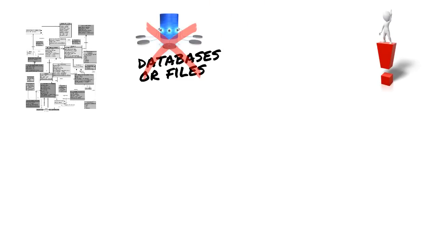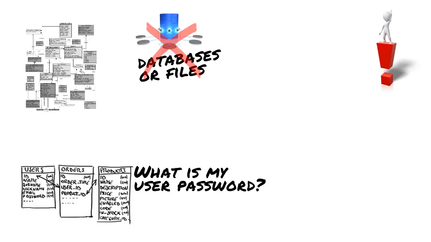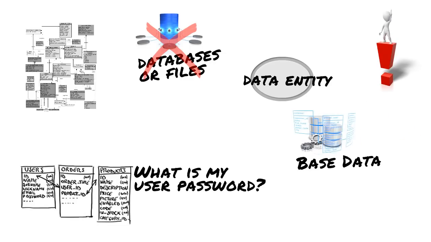It's important to recognize that this model does not depict databases or files, but logical business data entities, which are things someone needs to know something about to do their job. By definition, a data entity is something for which you need to track base data over some time span. Hours, days, months, years, etc.